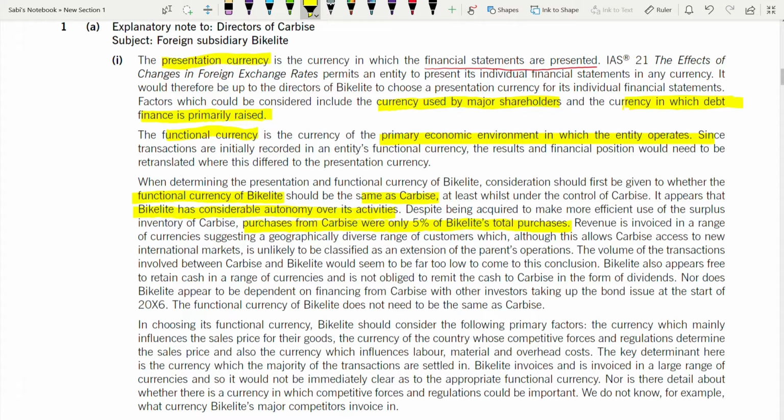The functional currency of Bakelite does not need to be the same as Kirby's. So this is the conclusion they are coming to. The parent and the subsidiary's functional currency does not need to be the same based on the facts given above. So when you are giving answers, first you have to describe all the facts, then in one line give your conclusion that it should not be the same.